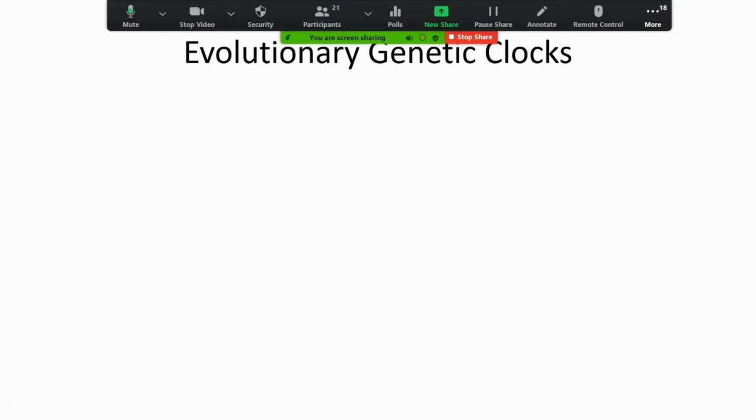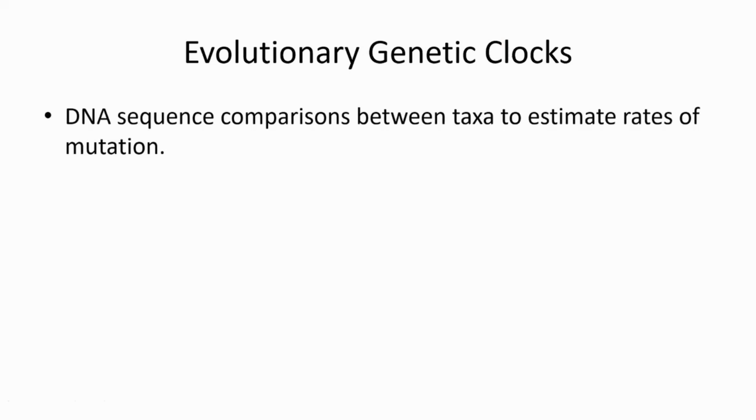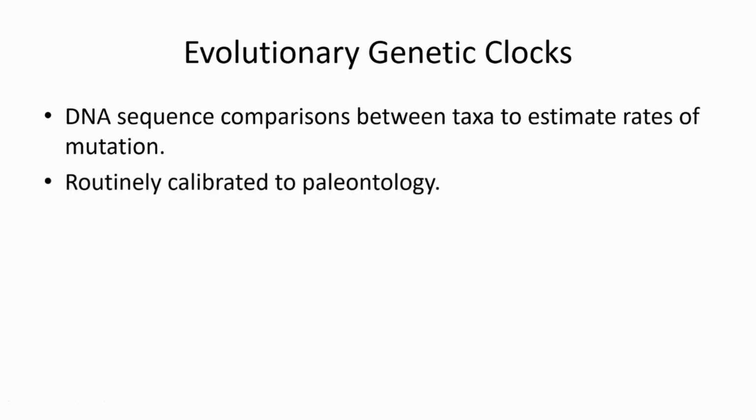Okay, evolutionary genetic clocks. What are evolutionary genetic clocks? DNA sequence comparisons between taxa, different groups of species, to estimate the rates of mutation. These are, by evolutionists, routinely calibrated to paleontology. They have to match them to what they believe happened in the fossil record according to evolution.